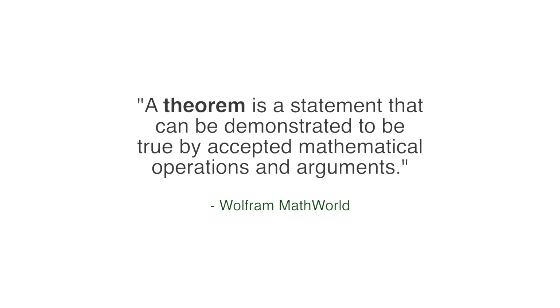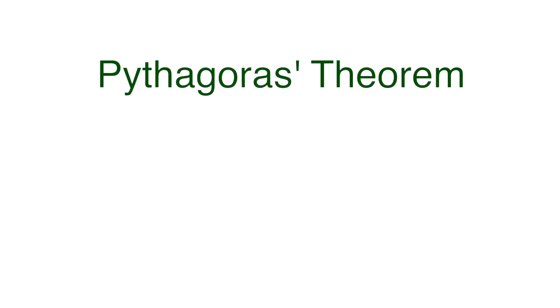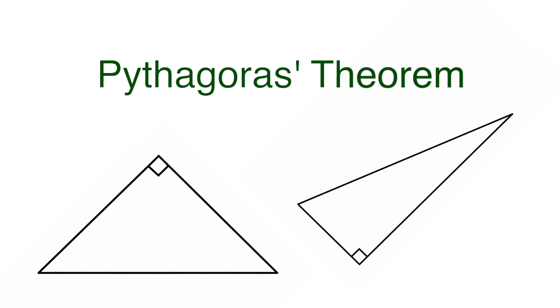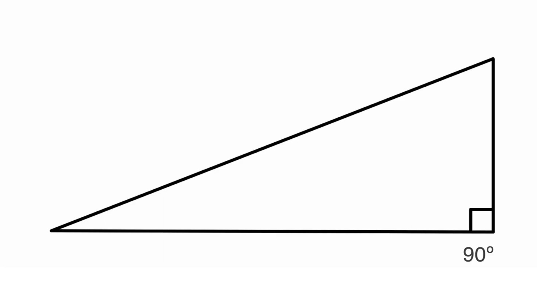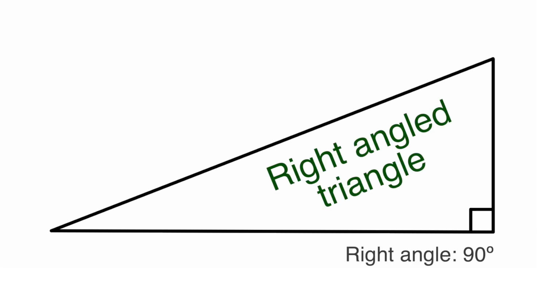In mathematics, a theorem is a statement that has been proven true by deductive reasoning. It's sort of like a scientific theory, except it isn't based on experiments. The subject of this video, Pythagoras' Theorem, is a statement about objects that look like this. These are triangles that each contain a 90-degree angle, represented by the tiny squares. 90-degree angles are often called right angles, making these shapes right-angled triangles.